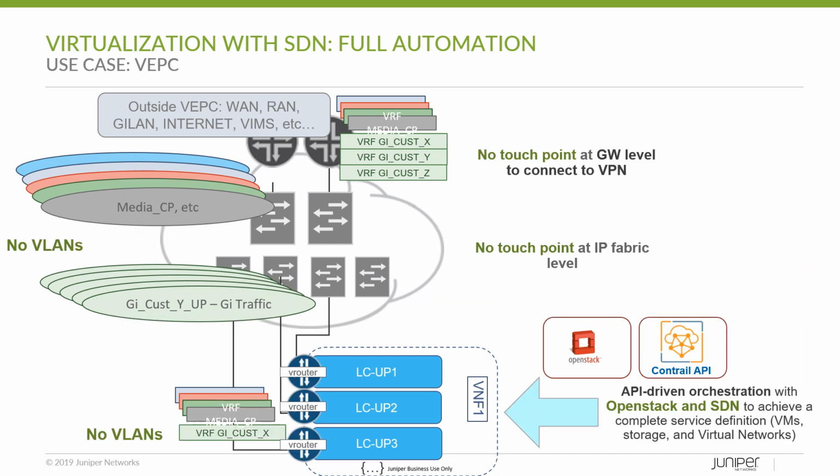SDN simplifies everything greatly, since everything now is done as an overlay layer with virtual networks. APIs are used by the orchestration. No VLANs are used. There is no touch point at the IP fabric level. There is no touch point at the gateway level to connect to the external VPNs.